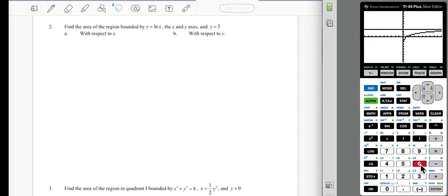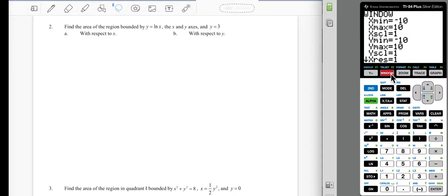I'll do a quick ZoomStat, see where we're living. All right, if it's bounded by the x and y axes, it looks like we're talking about this little region right here. So if I want that area, it makes sense, if I have a choice in the matter, to integrate with respect to y rather than x, but they're having us do it both ways.